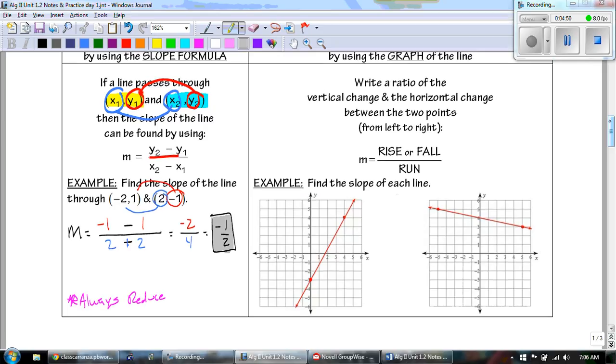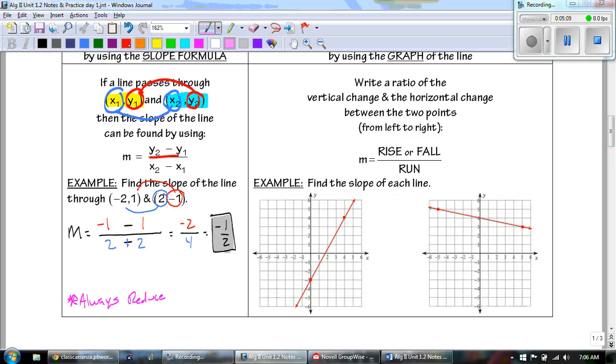Okay, another way that we could do that is using a graph. And we would write the ratio of vertical change and the horizontal change between the 2 points. So we would check to see if it's rising or falling, and we would put the rise or the fall on top and then the run on the bottom.